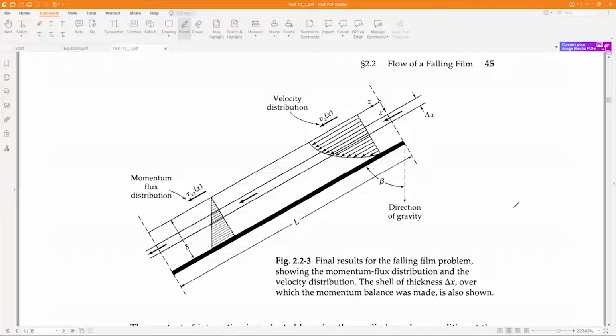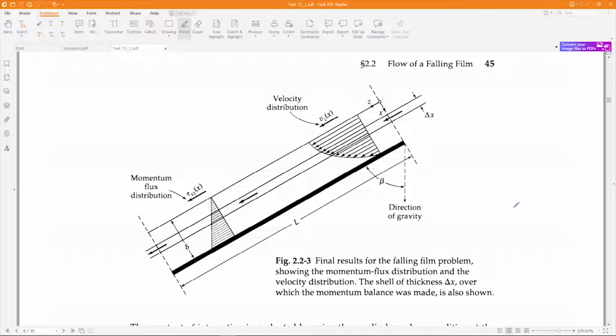Today we're going to see how to use the equations of motion. The equation of motion was derived in the last class, so you can go through the derivation if you haven't yet. In momentum shell balance we'll solve three problems: the falling film problem, then flow through a circular pipe, then flow through an annulus. We'll go through all three problems, but this time we are not going to solve using momentum shell balance. We're going to solve using the equation of motion.